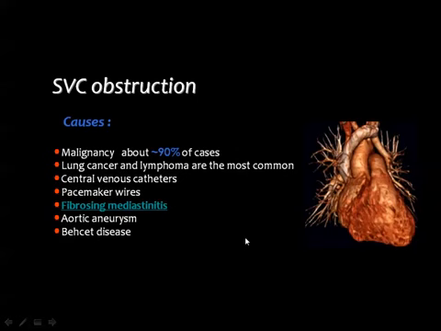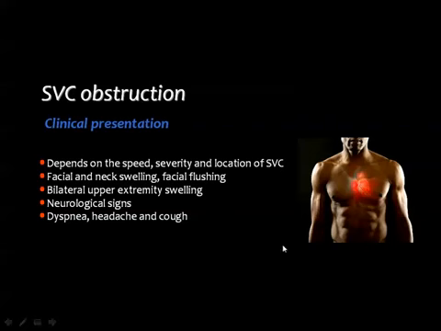The most common cause of superior vena cava obstruction is malignancy, especially bronchogenic carcinoma and lymphomas. One of the issues nowadays is the catheters, thrombosis and as well the pacemaker wires, and also fibrosing mediastinitis, aneurysm, and of course Behçet's disease, which can cause superior vena cava obstruction, also IVC obstruction.